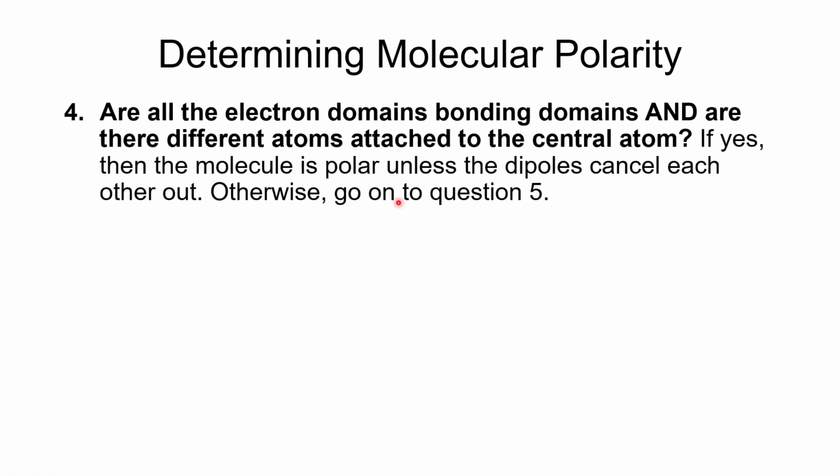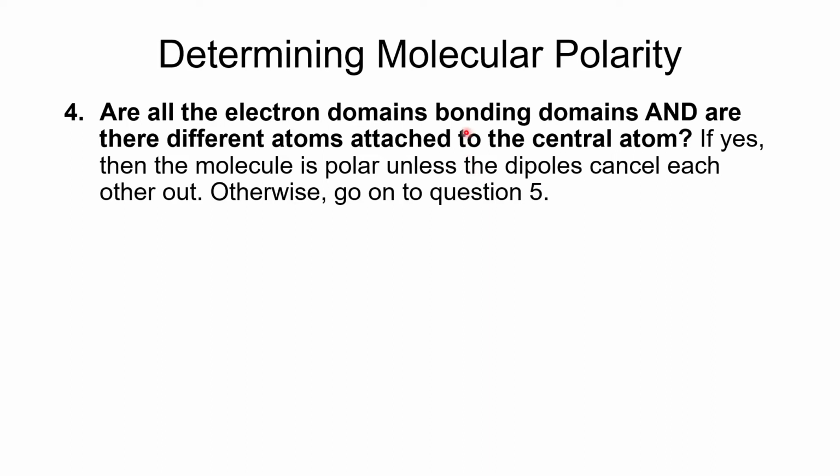Our fourth question is, are all of the electron domains bonding domains, and are there different atoms attached to the central atom? If this is the case, then the molecule is usually polar unless the dipoles happen to cancel each other out. Now, they usually don't, but some weird stuff can happen, so I always throw that caveat in there. Usually it's going to be polar, but sometimes things will cancel out.